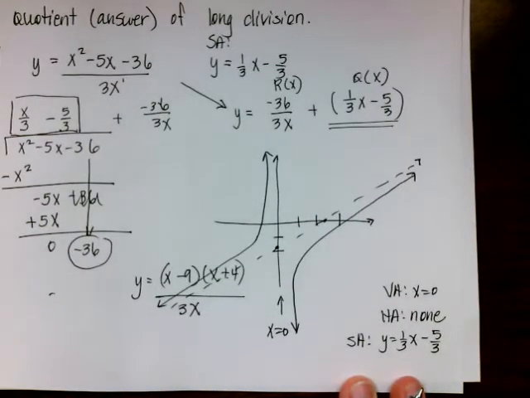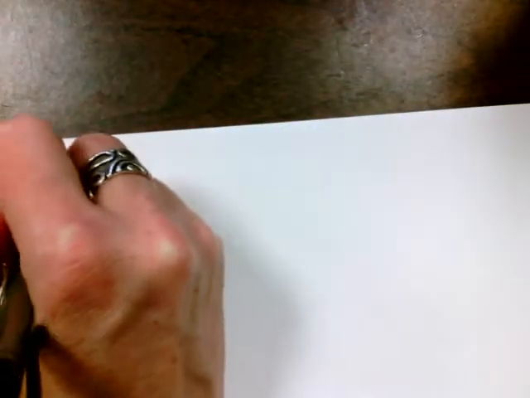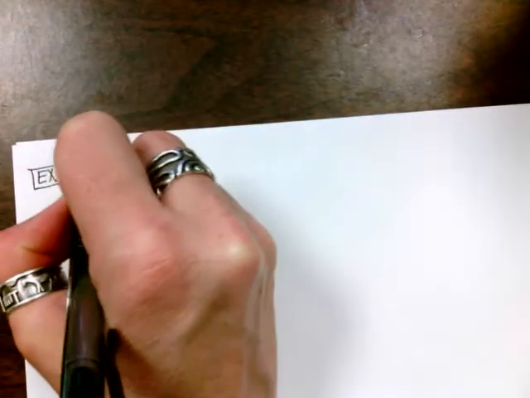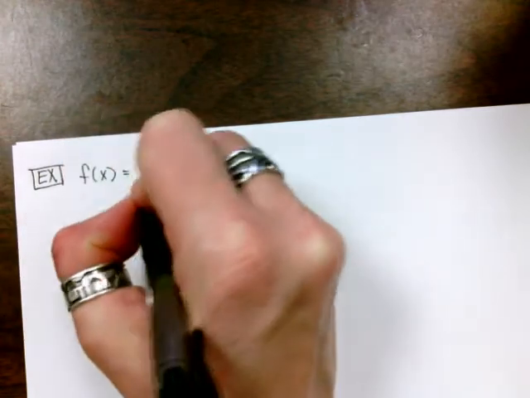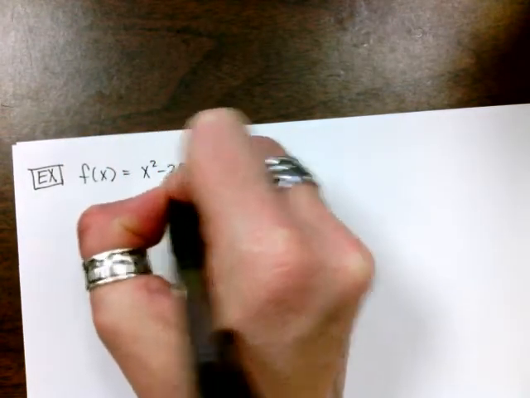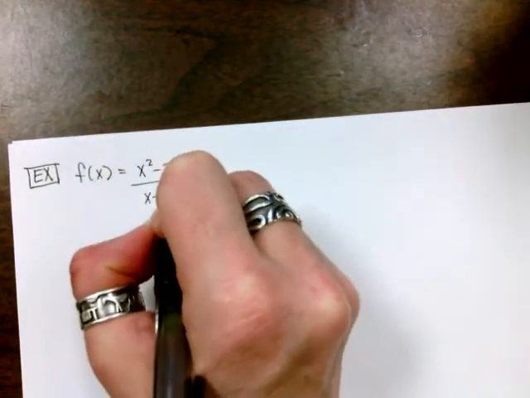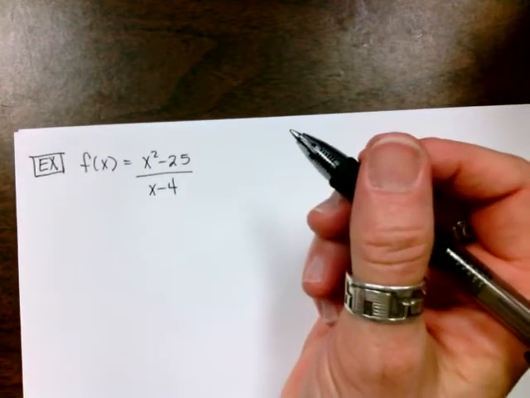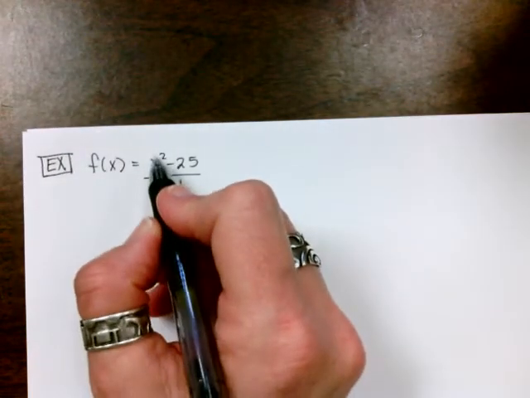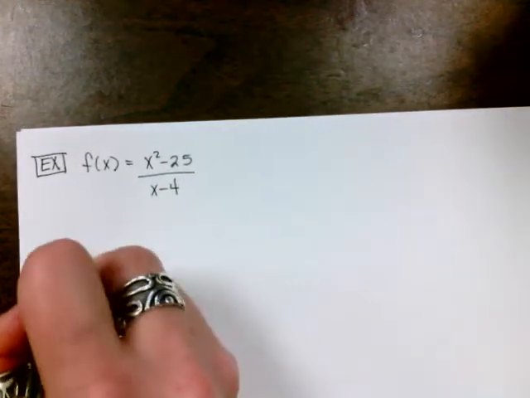All right, so let me do several more examples for us. I'll do one that's not quite as weird with weird numbers. So I'm going to do another one with a slant. I'm going to have f of x is equal to x squared minus 25 over x minus 4. So I am noticing that the degree in the top is higher, so I'm going to do my long division.